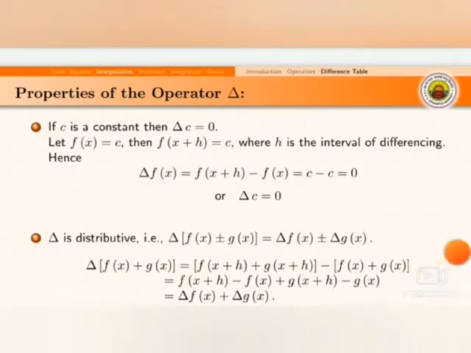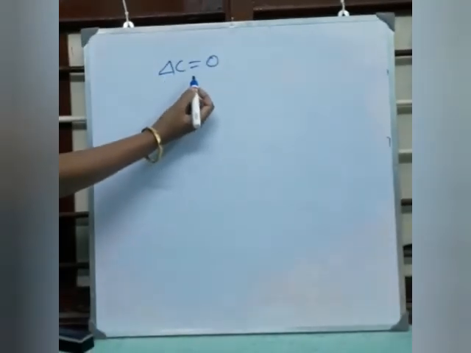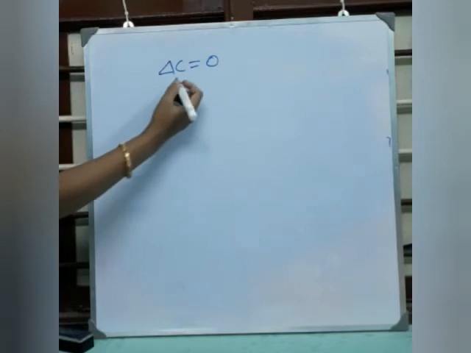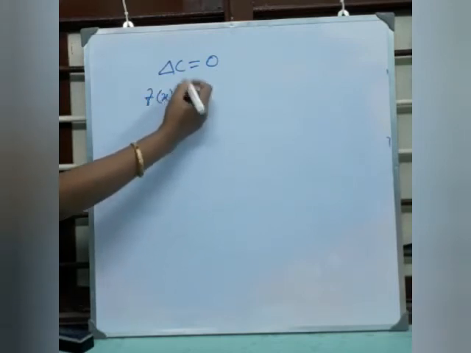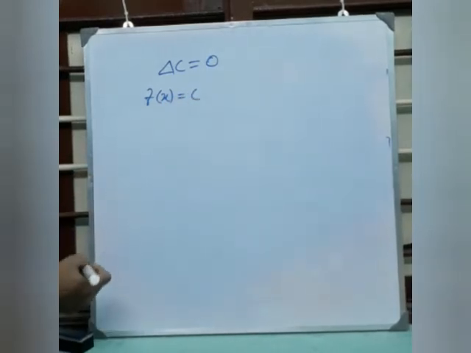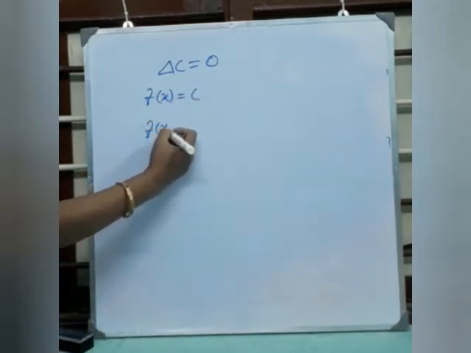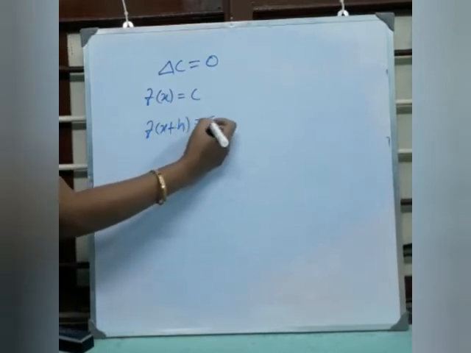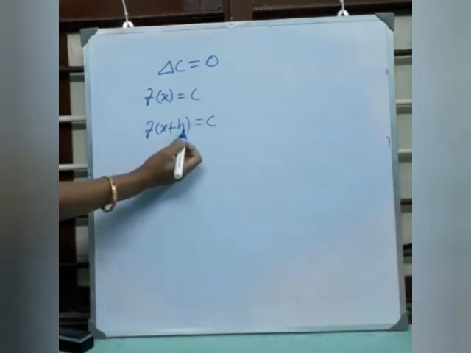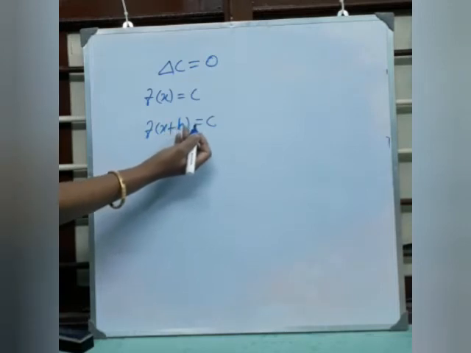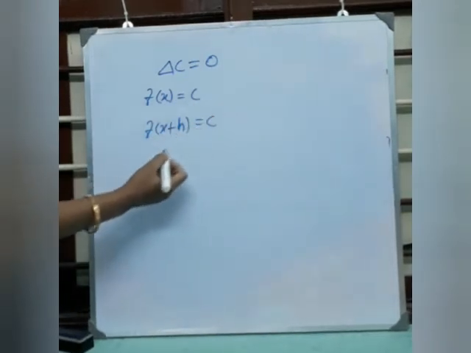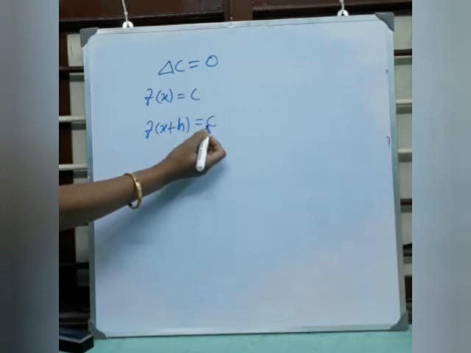The forward differencing of a constant value is equal to 0, that is, del of c is equal to 0. Let us consider the given function f of x equal to c. Then what about f of x plus h? It is also c, because there is no variable. We can add the interval h only with a variable, so in a constant value we cannot add h. So f of x is equal to c, and also f of x plus h is equal to c.